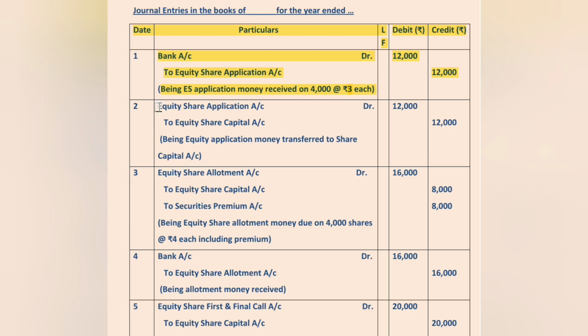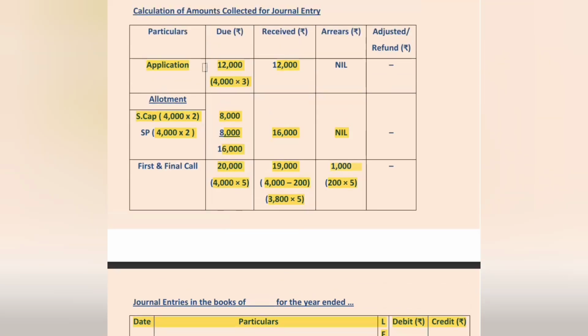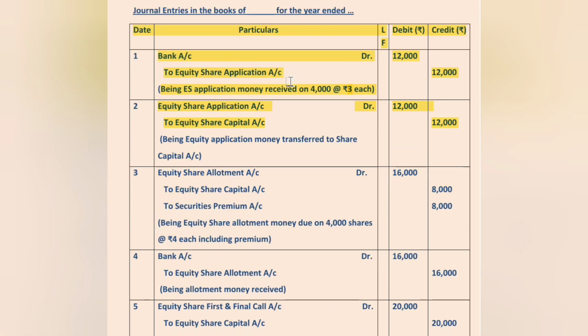So, equity share application account debit to equity share capital account. How much amount? 12,000. The entire 12,000 is to be transferred. Being equity share application money transferred to equity share capital account. These are the two entries for application money.